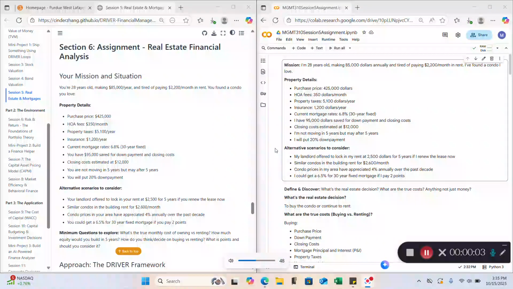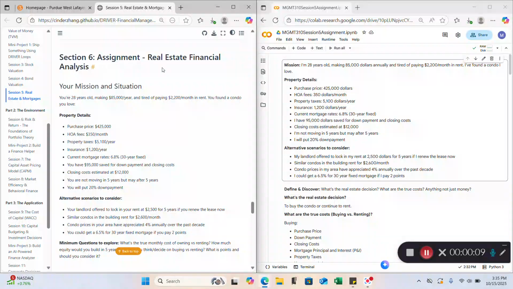So my name is Matthew Baration, and this is my Management 310 Session 5 assignment. As you can see here, we're doing a real estate financial analysis.